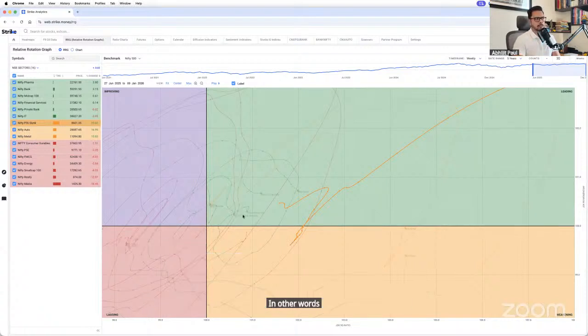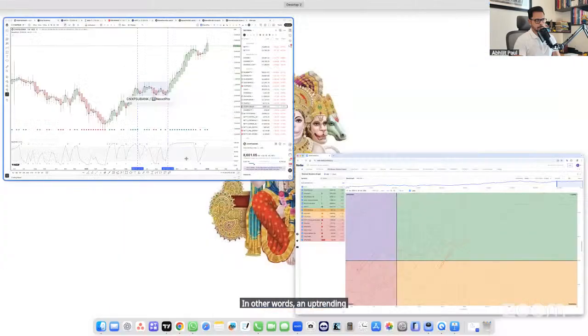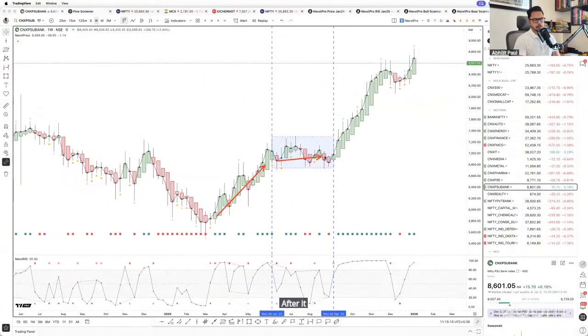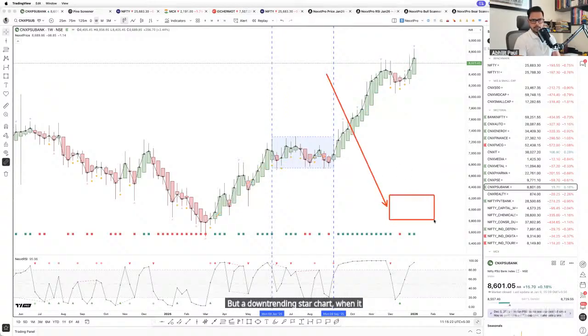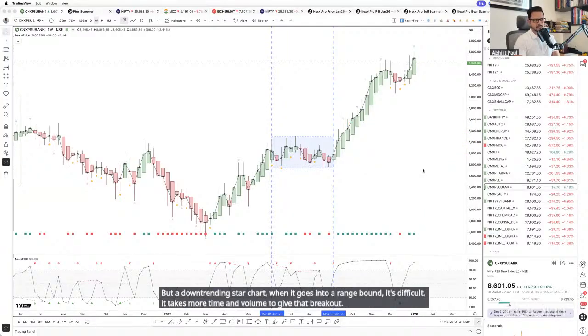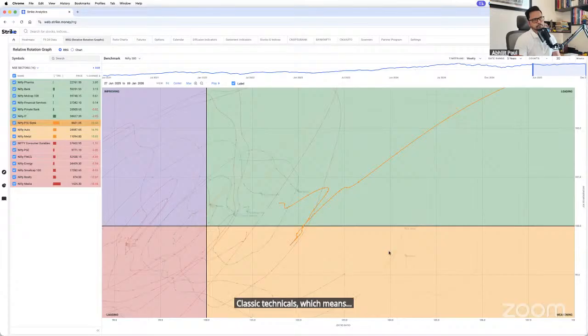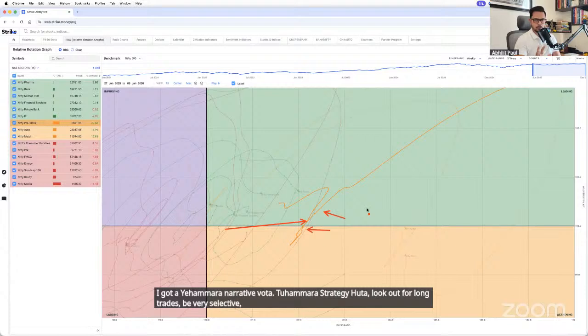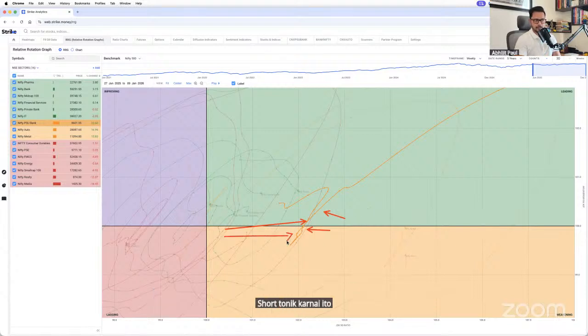In other words, an uptrending chart after it goes into a consolidation is easier to break out. But a downtrending chart, when it goes into a range bound, it's difficult. It takes more time and volume to give that breakout. Classic technicals, which means this would have been our narrative in this area. अगर ये हमारा narrative होता तो हमारा strategy होता look out for long trades, be very selective, short तो नहीं करना है, ये तो relative strength है इसमें.